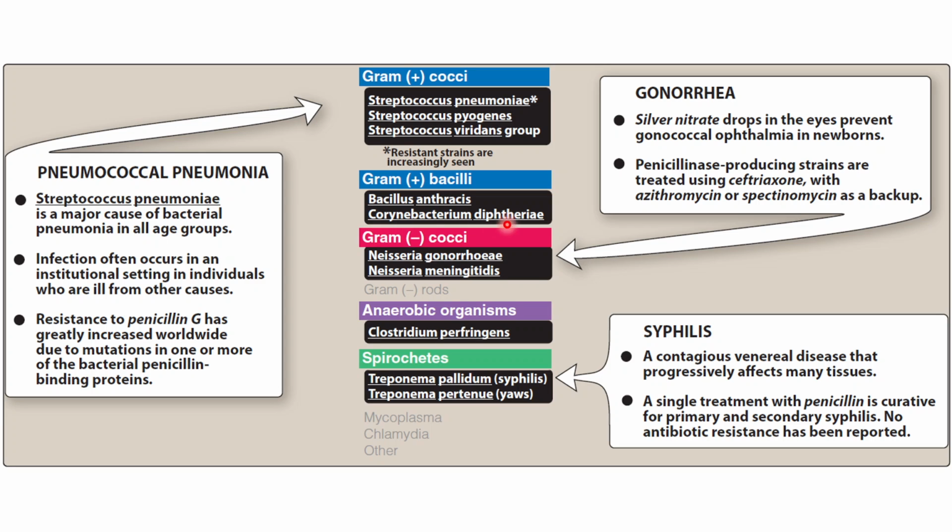Then Corynebacterium diphtheriae is also gram-positive, and diphtheria is a sexually, sorry, gonorrhea is sexually transmitted. So diphtheria is actually a common disease, sometimes seen in children, and is still common in many countries, including Russia.